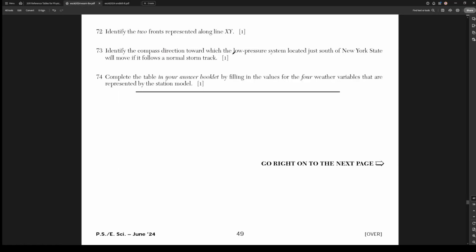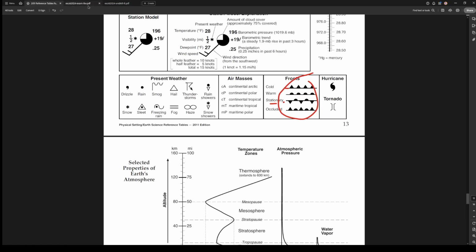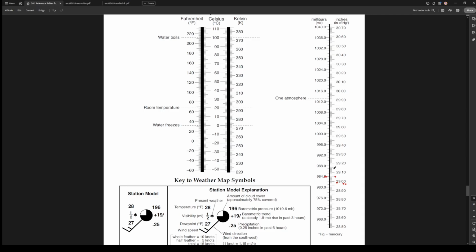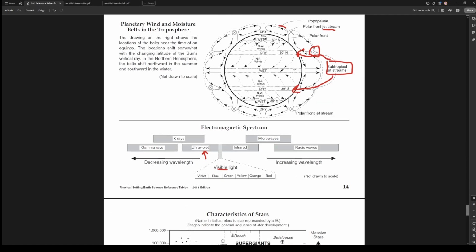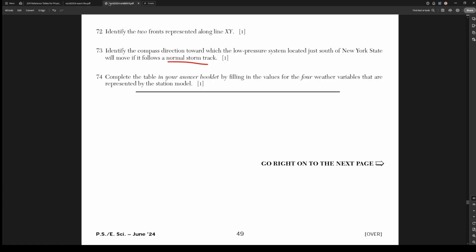Identify the direction towards which the low pressure system just located south of New York State will move. Follows a normal storm track. Okay, normal storm track means everything is going to go northeast across the United States because we're in the prevailing westerly wind belt. See? Everything's going to go northeast. So it's going to be northeast.